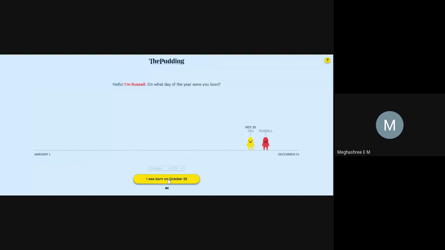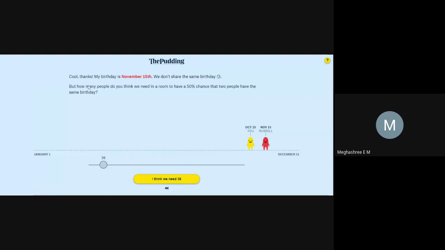Now the question is, this person's birthday is on November 5th. My birthday is on October 25th. And as you can compare here, we don't share the same birthday, right? But the problem is, I have to find out how many people you think you need in a room to have a 50% chance that two people have the same birthday, like whatever I discussed in the previous slide. So I randomly guessed, I didn't calculate anything. I just entered 36. Let's see whether it is correct or not.